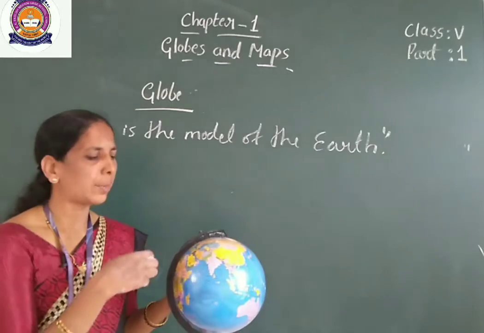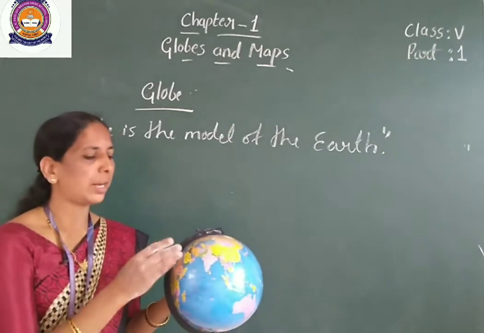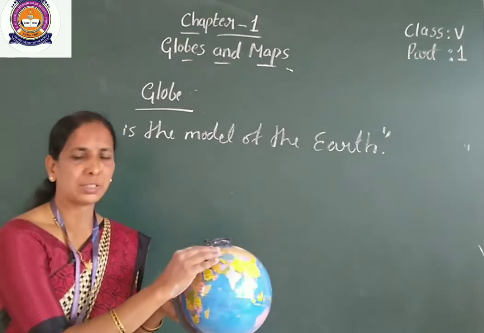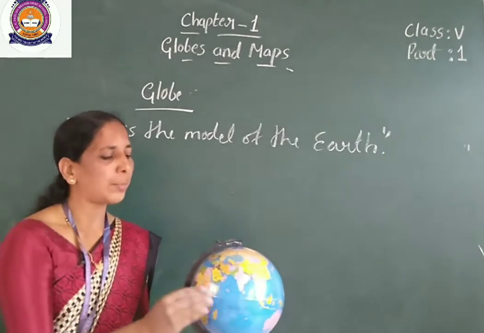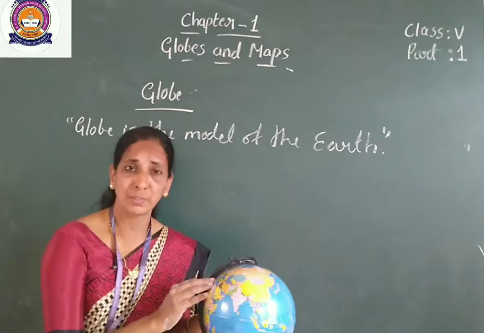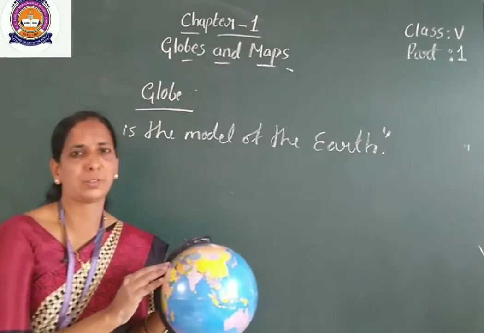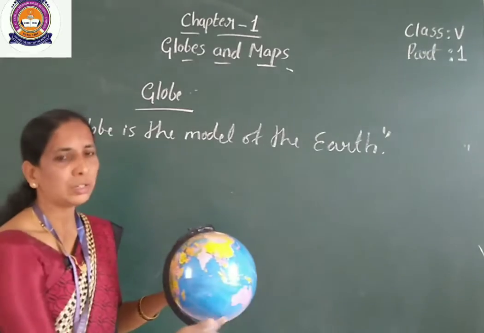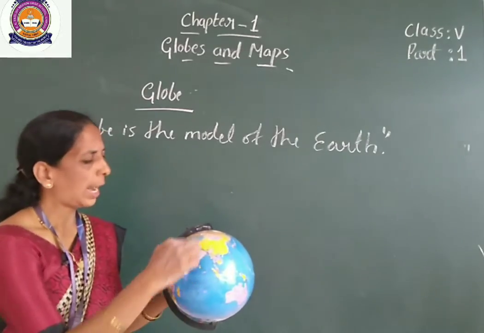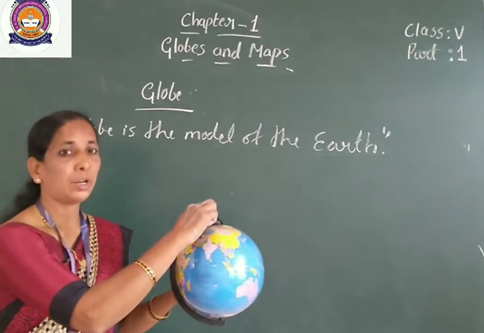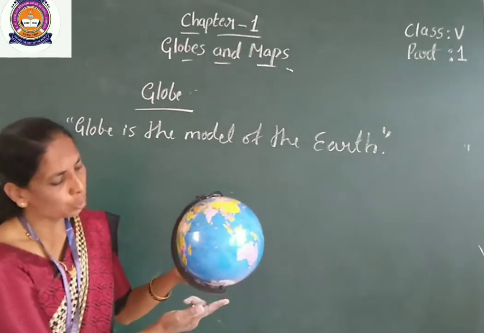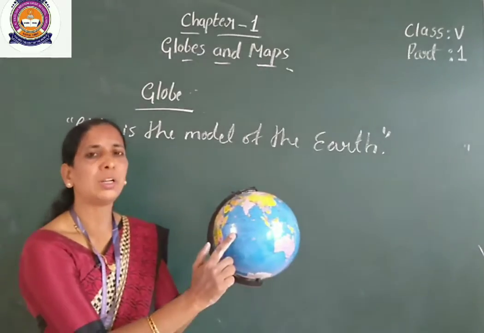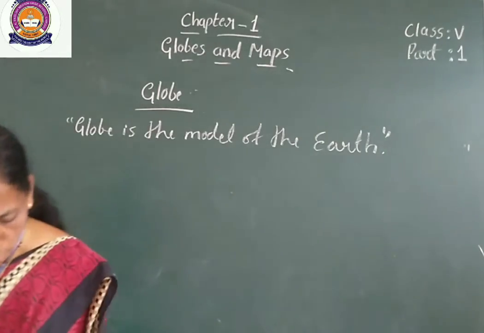Different colors are also denoted here: some green, some brown, some yellow. These are the land masses. These huge land masses are known as what? Continents. It is like this, the earth. The top part is the North Pole and the bottom part is the South Pole. So this is the globe. Okay, next one.